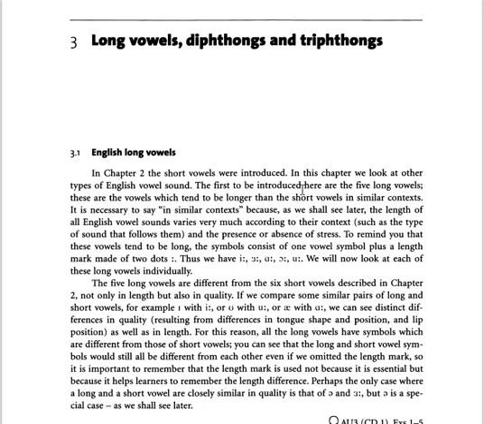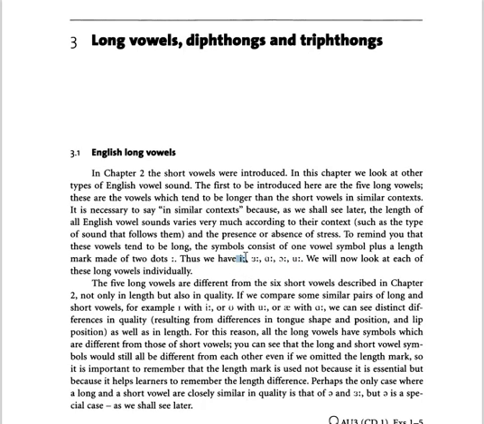To remind you that these vowels tend to be long. Their symbols consist of one vowel symbol plus a length mark made of 2 dots. The 2 dots after the sound mean this sound is long. Thus we have long vowel E, long vowel A, long vowel A, long vowel O and long vowel U. I will repeat it to be clear for you.